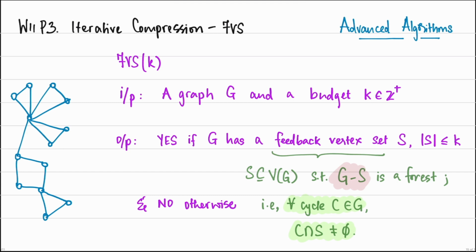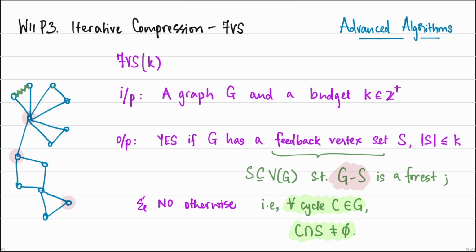But let's look at this graph here. So one example of an FVS would be, for example, these 3 vertices. This would certainly knock out all the cycles. Let's look at what we would be left with.